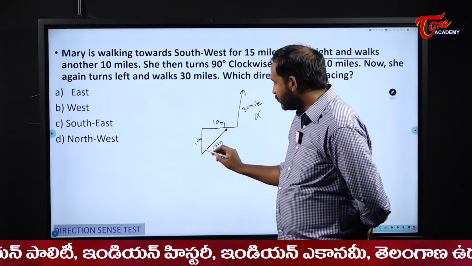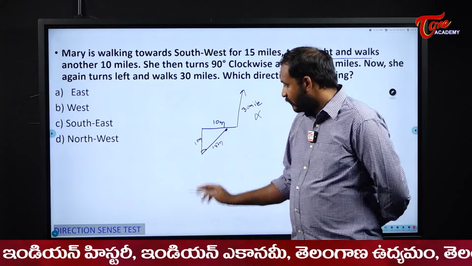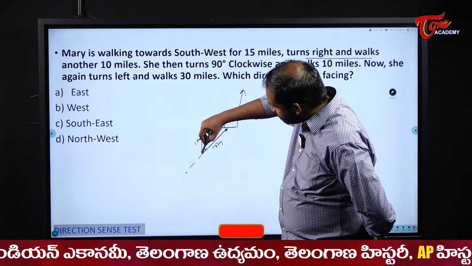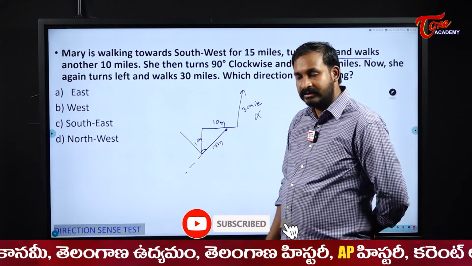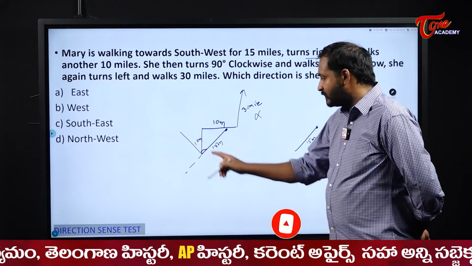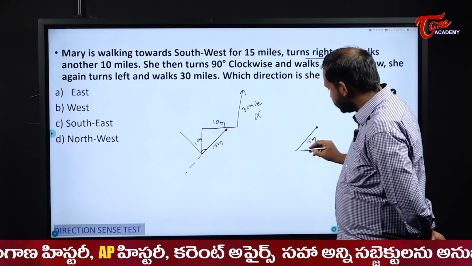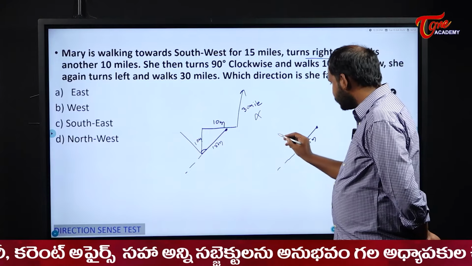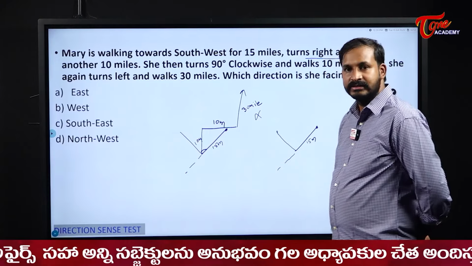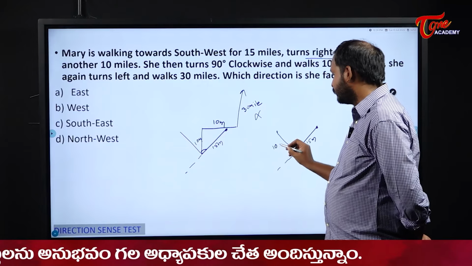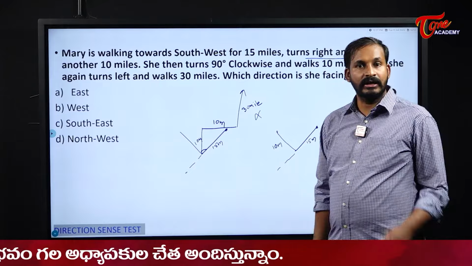But if I do this one, now actually this is our actual position, right? From this, a 90 degrees turn means it should go like this, right? But what I have done, I have taken like this. Because of that reason, it is wrong. So now 90 degrees turn. This is our actual path. From this, 90 degrees means it will look like this. And she walks 10 miles.